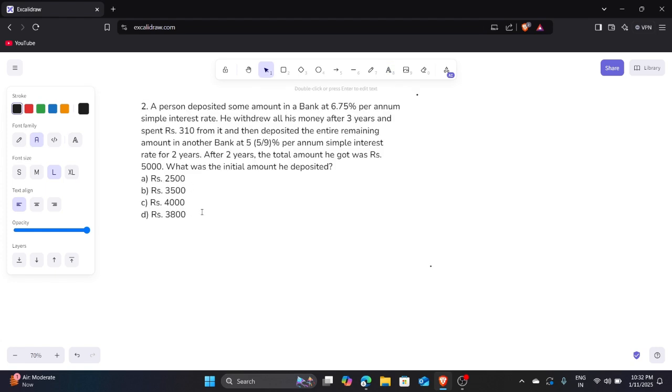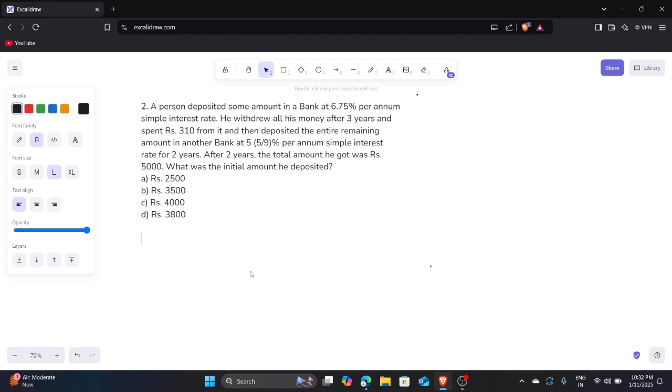A person deposits some amount in a bank at an 80% per annum simple interest rate. He withdraws all his money after 3 years and spends 80 from it, and then deposits the entire remaining amount in another bank at some percent per annum simple interest rate for 2 years. After 2 years, the total amount he got was this. What was the initial amount of the deposit?